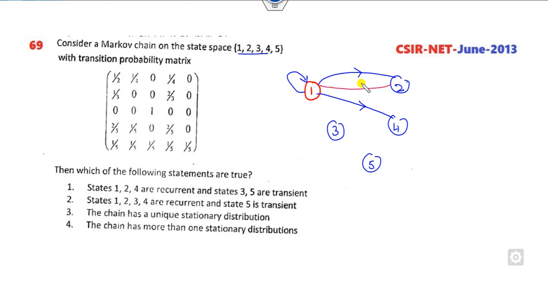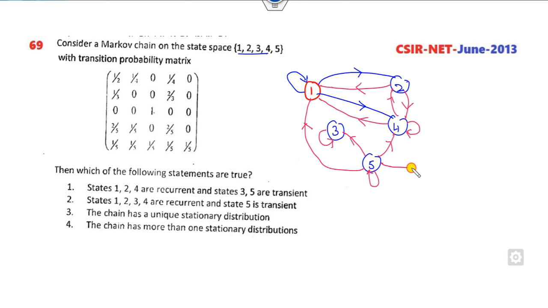This is 3 to 3. Fine. 4 to 1, 4 to 2, 4 to 3 not possible, 4 to 4, 4 to 5 not possible. And 5 to each one: 5 to 3, 5 to 1, 5 to 4, 5 to 5, and 5 to 2.